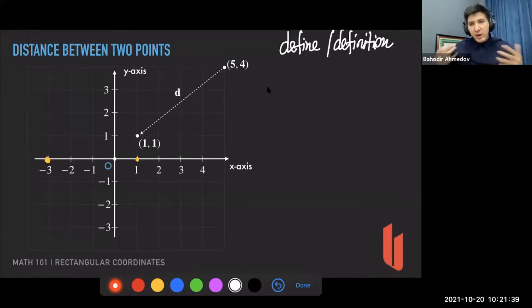If you are given 2 points with the coordinates 5 and 4 and 1 and y, do you have any ideas how we can find the length of this line, or the length of this line segment, by the way?